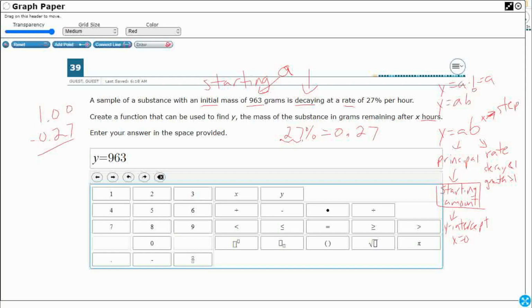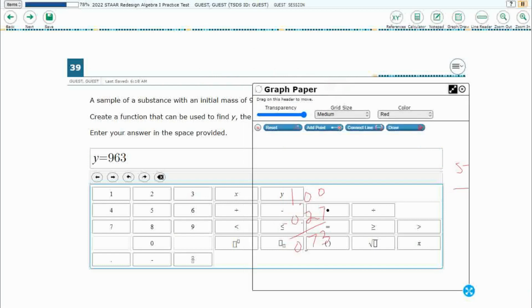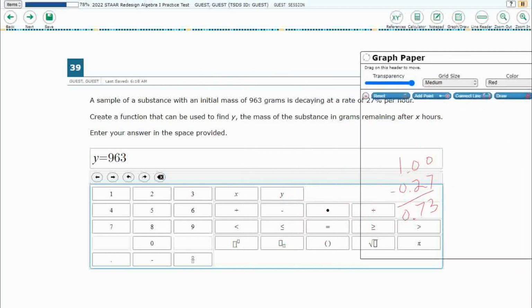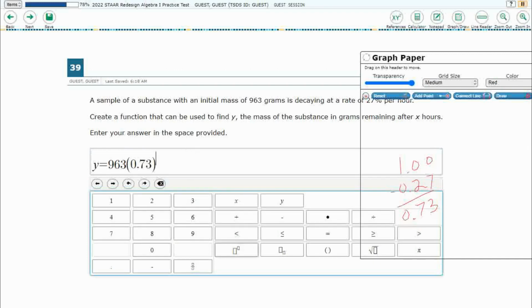0.27. And here's the trick, that 0.73, that's your actual decay rate because that's less than 1, and that's the number in the problem we need to use. So that's the trick here. So let's go ahead and get some parentheses, 0.73. And then we're going to do that little exponent right there, hit your x, and that's your answer.